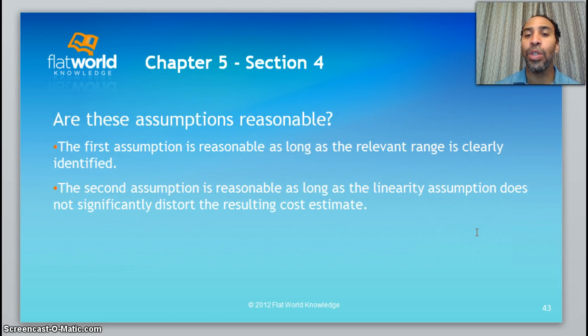Are these assumptions reasonable? The first assumption is reasonable as long as the relevant range is clearly identified. If you don't know what the relevant range is, you are going to have a hard time finding it. The second assumption is reasonable as long as there is linearity and the assumption does not significantly distort the results of the cost estimate, right? So you can't fudge the results in attempting to make it go in a line.